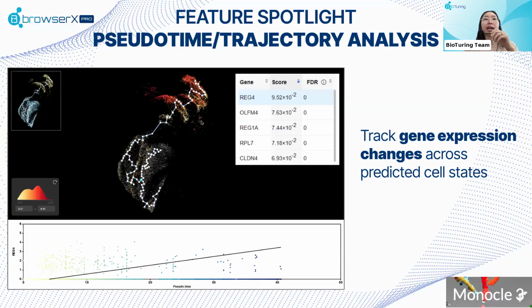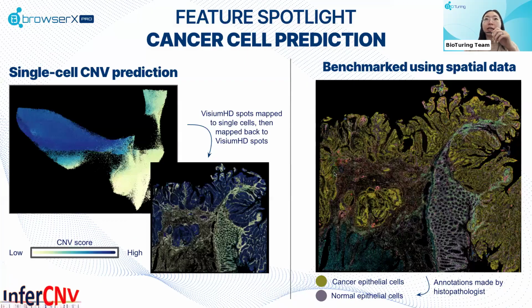Okay, before we dive into the analysis, I want to introduce two of the features that I'm going to be demoing in today's club. The first feature here is the cancer cell prediction tool on BBrowserX Pro. For those of you who are not familiar, this tool is pretty useful for those who are studying tumors and for cancer biologists. As we know, tumor tissue is composed of a lot of different cell types, some that are malignant and then some that are non-malignant.